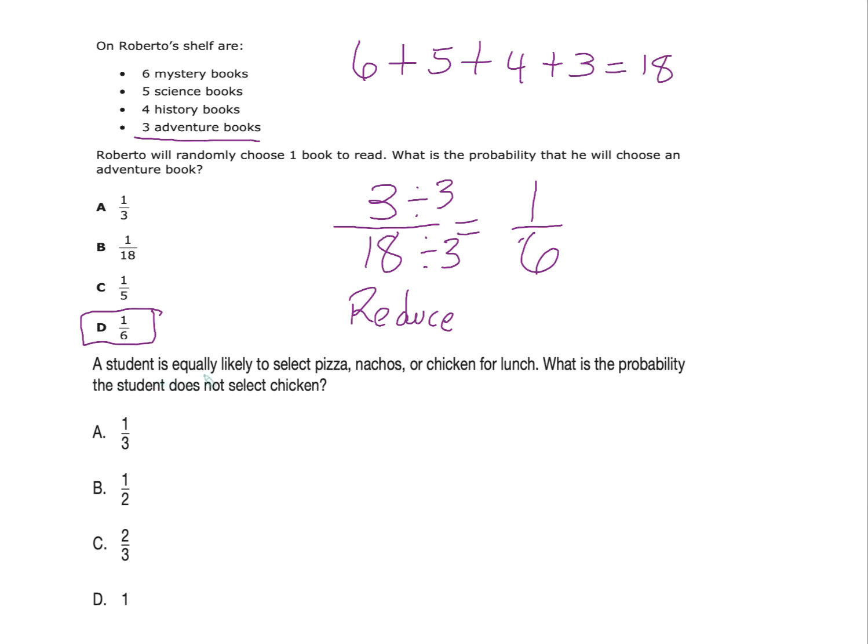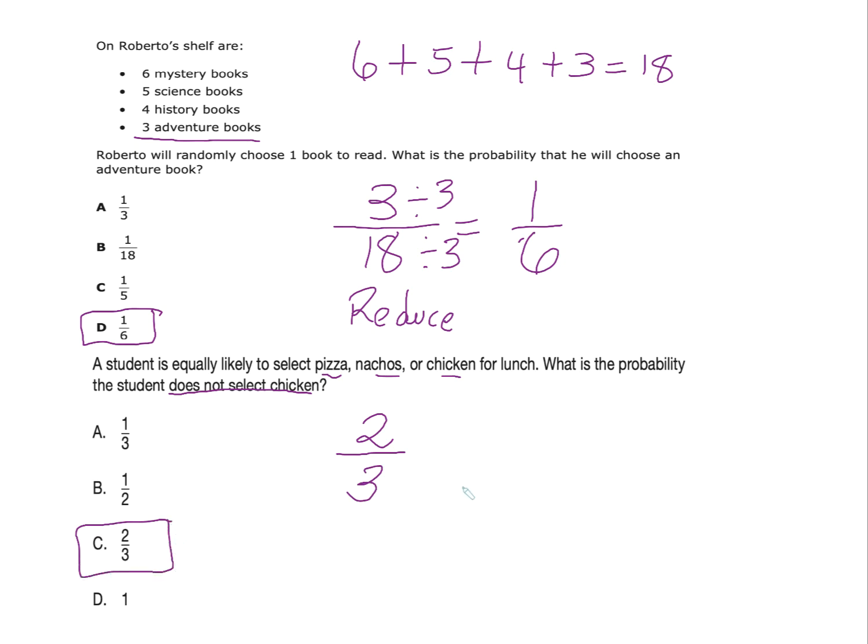A student is equally likely to select pizza, nachos, or chicken for lunch. What is the probability the student does not select chicken? So the key words here are "does not select chicken." So if the student does not select chicken, they're either eating pizza or nachos, which means they have 2 choices out of a total of 3 choices. So your answer is 2/3. This is reduced in lowest terms. So my answer is C.